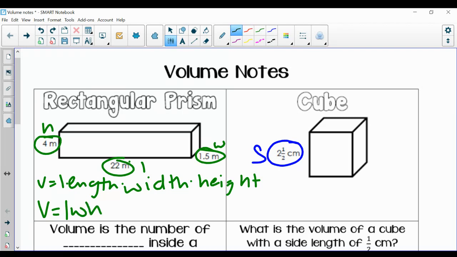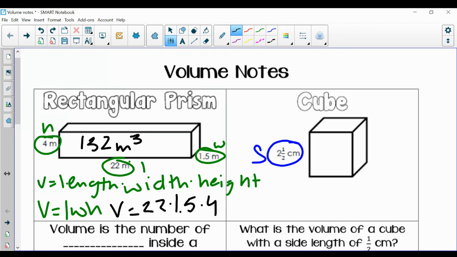Okay, so for this example, you have your L of 22, your width of 1.5, and your height of 4. So you would just plug those into your formula. So instead of writing L, we would write 22. Instead of writing W, we would write 1.5. And instead of writing height, we would write 4. Multiply them all together, and you get a final answer of 132. So this rectangular prism, it takes 132 cubic meter blocks to fill it up.